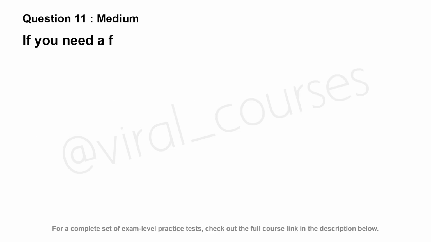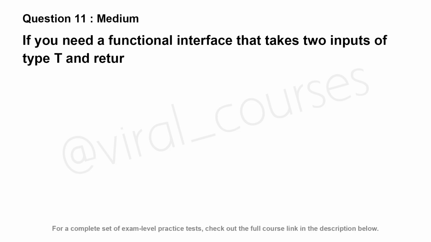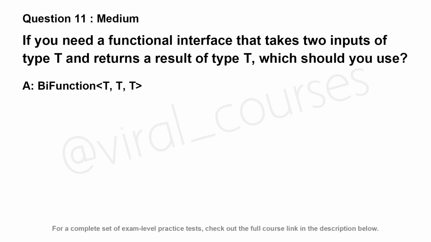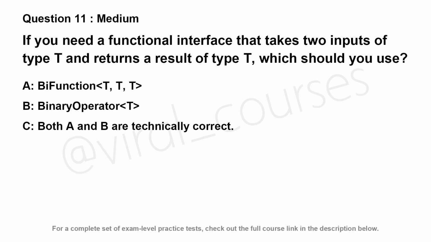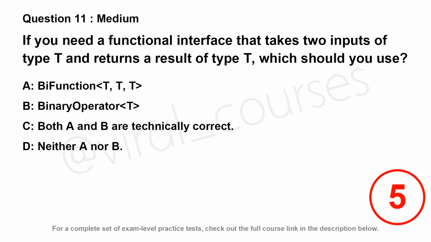If you need a functional interface that takes two inputs of type T and returns a result of type T, which should you use? Option A. BiFunction<T, T, T>. Option B. BinaryOperator<T>. Option C. Both A and B are technically correct. Option D. Neither A nor B.